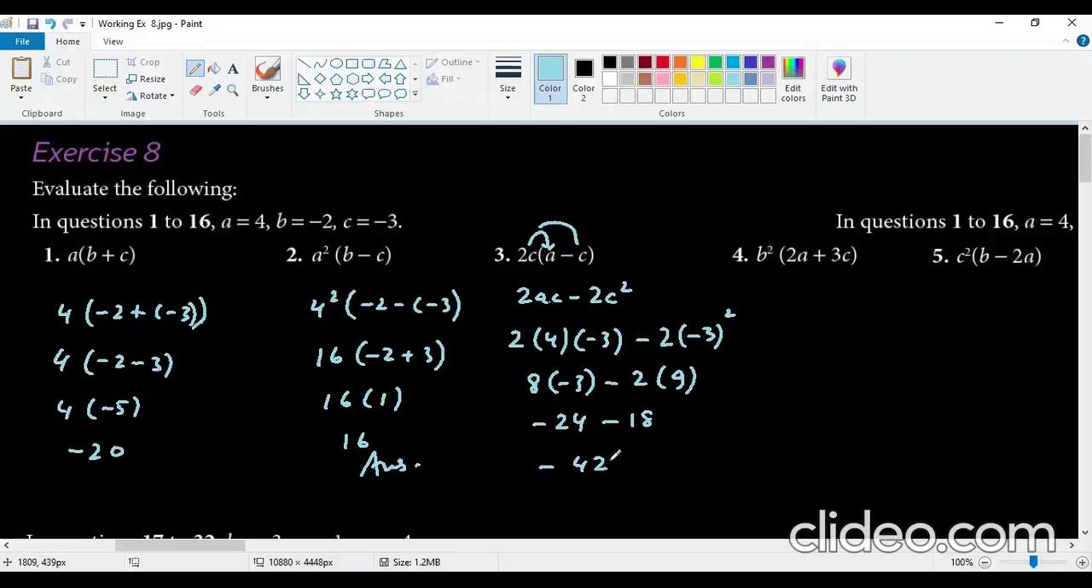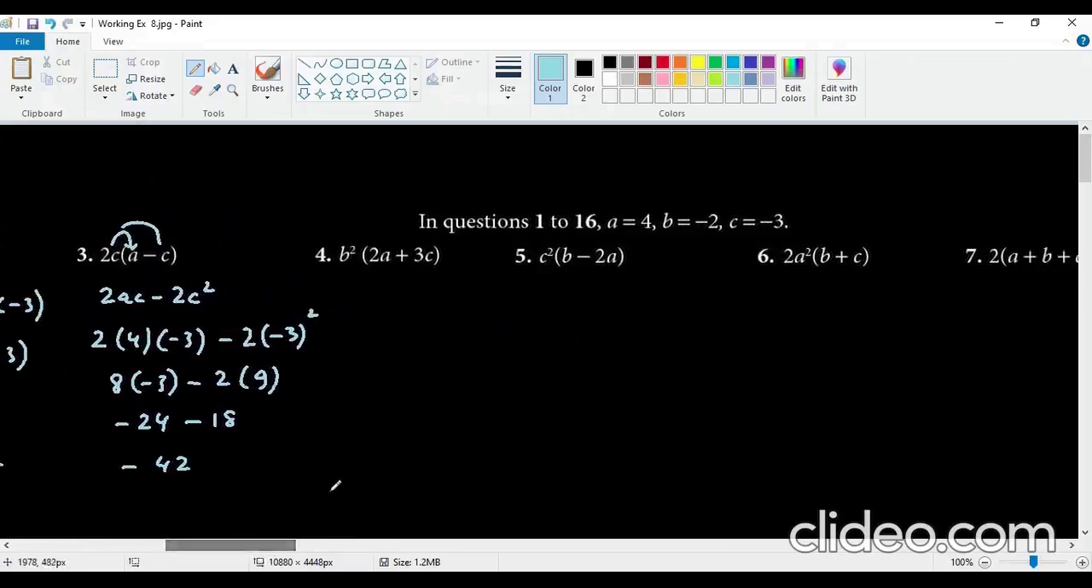Now for question number 4, I'm solving the previous way. Now this one is going to give you 2ab square plus 3b square c. Always remember we write these variables in terms of alphabetical order. I can write b square a also instead, but I'm going for alphabetical order.